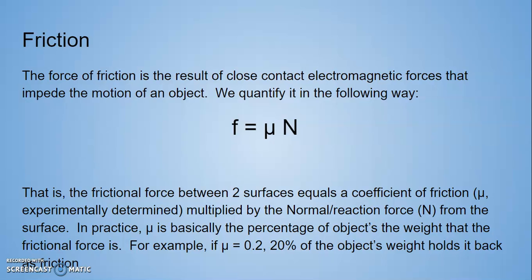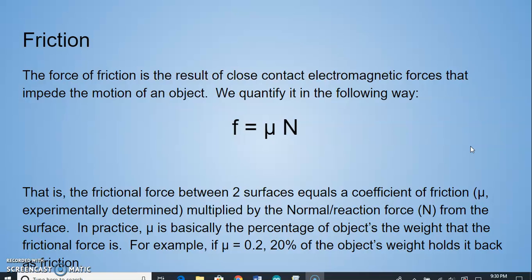Basically, mu is a percentage of the object's weight that the friction happens to be. So for example, if you have a coefficient of friction that's 0.2, that is to say 20% of the object's regular weight holds it back as a frictional force. Again, we tend to distinguish between a mu s for static friction, that is the amount of friction coefficient just to get it moving, and a mu k, a coefficient of kinetic friction that's a little bit smaller than the static coefficient, and that is the friction coefficient while it's moving.